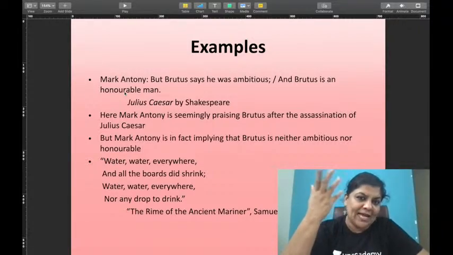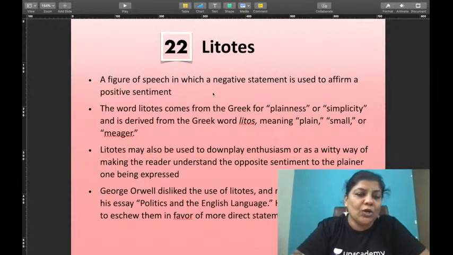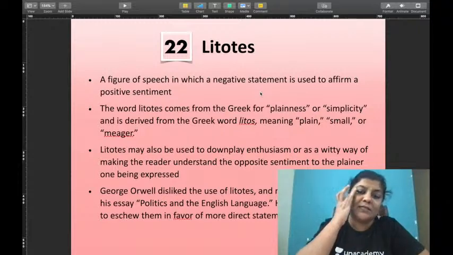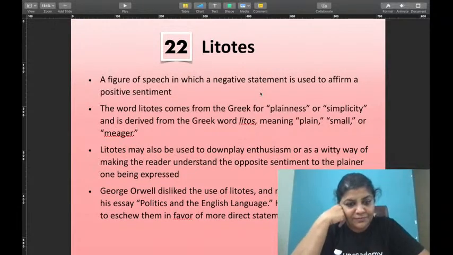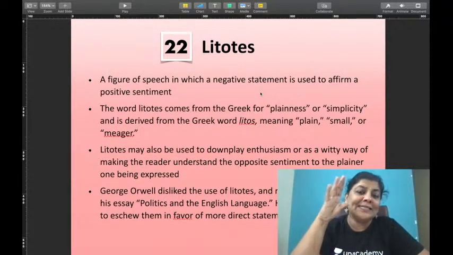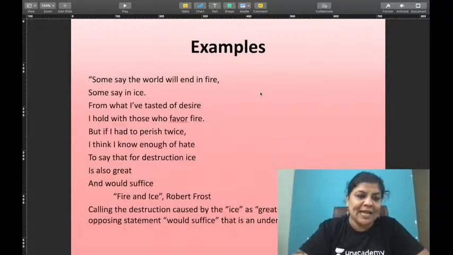Of course, they will ask all these questions in GATE. Litotes. What is litotes? Litotes is a figure of speech in which a negative statement is used to affirm a positive sentiment. What you say is negative, but what you mean is something positive. Litotes is like understatement. From the example you will understand.